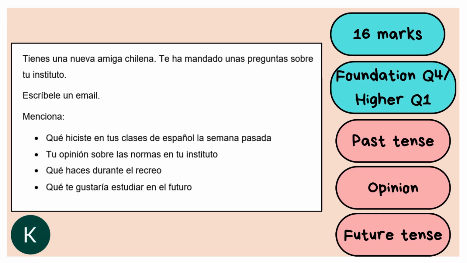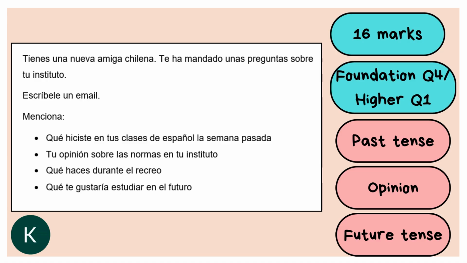The first thing I wanted to say here is that even though it says write her an email, you do not have to format your response in the form of an email. So you don't have to say to and then the name of your new Chilean friend. And you don't have to say from at the bottom and your name. I wanted to mention that because every year my GCSE students always get a little bit confused by that. You can simply just write a short paragraph in response to the 4 bullet points without having to format it like an email. So there will be 4 bullet points.